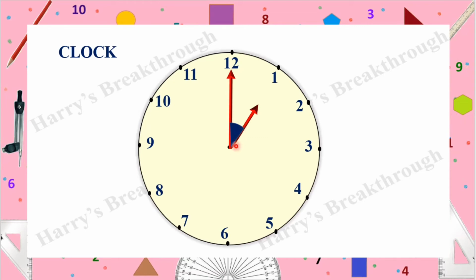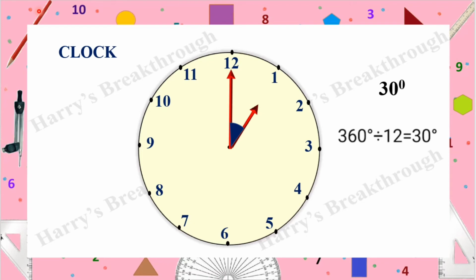Or else we can say that this hour hand will complete one full rotation in 12 hours. Or we can say in 12 hours, this hour hand will rotate 360 degrees. So how much will it rotate in 1 hour? 360 by 12 is equal to 30. So in 1 hour, this hour hand will rotate 30 degrees.